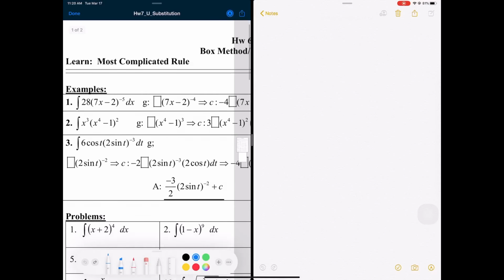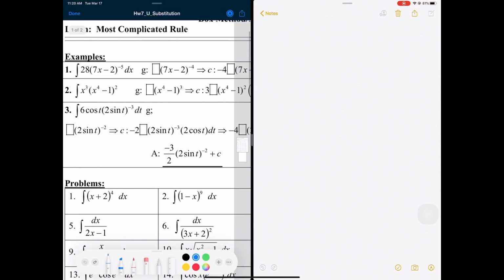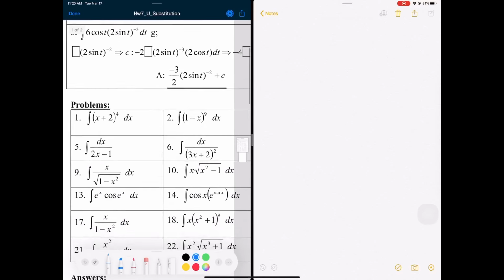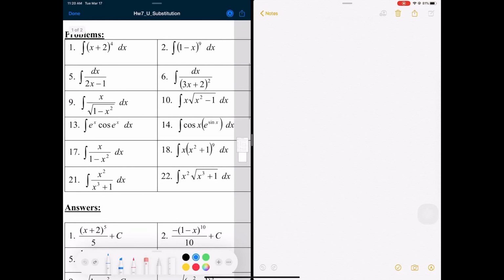Okay, let's get started. So Miss O'Brien went through U substitution with you guys, I think. Or I know she made worksheets because I was copying those worksheets.